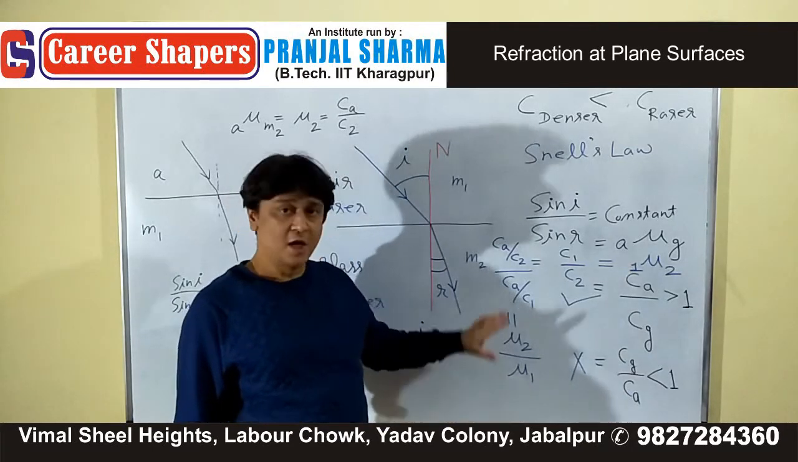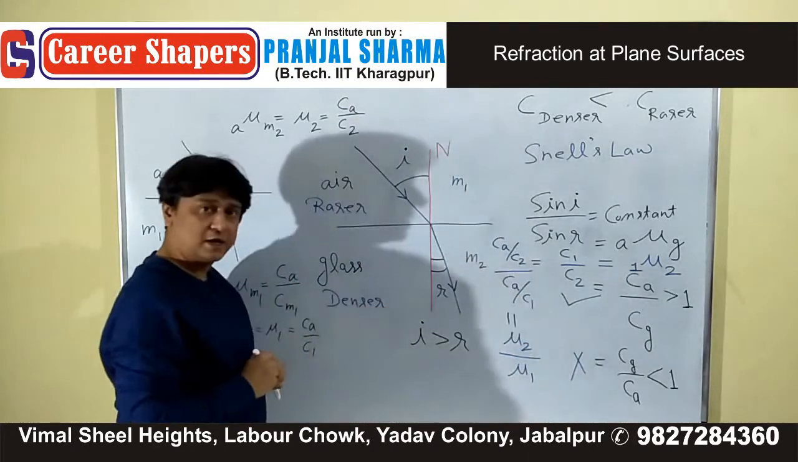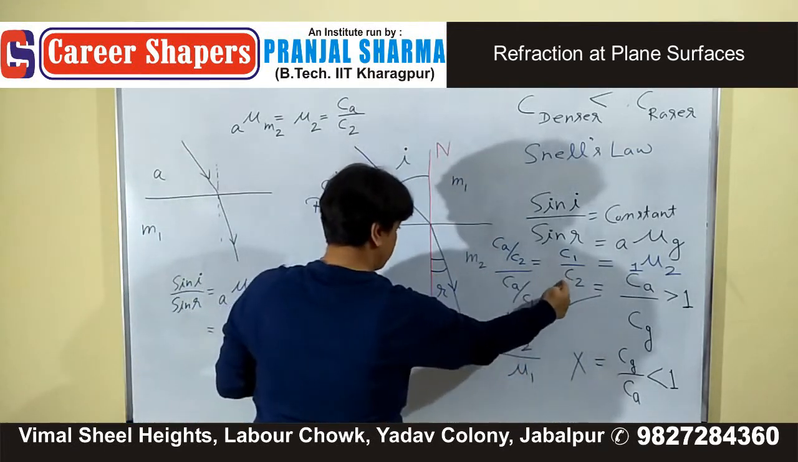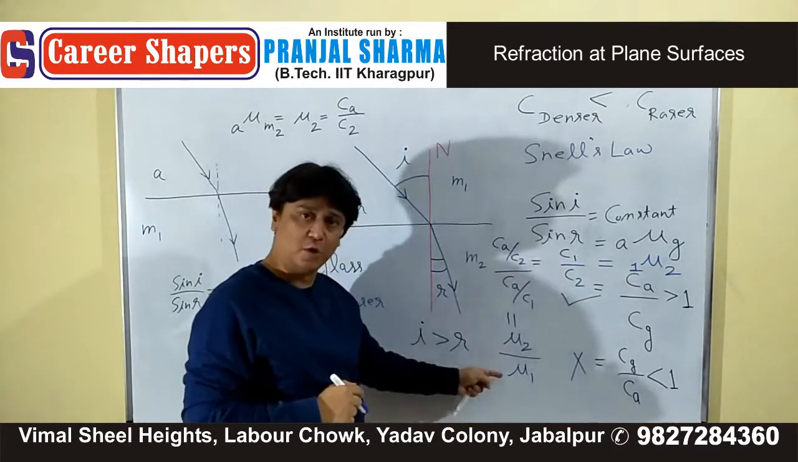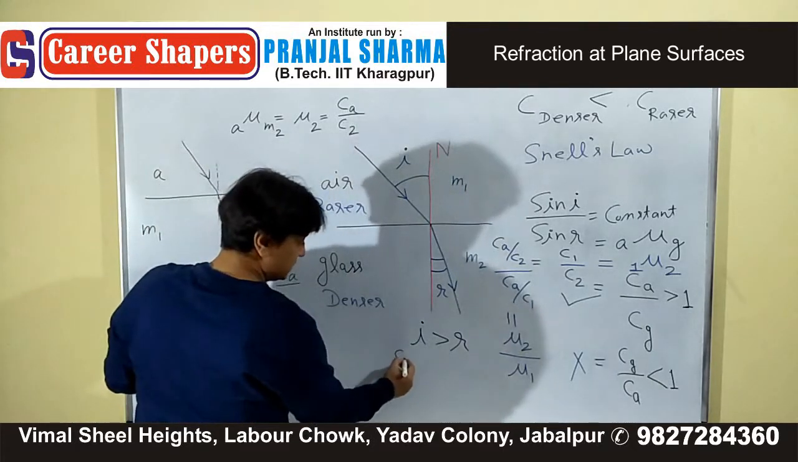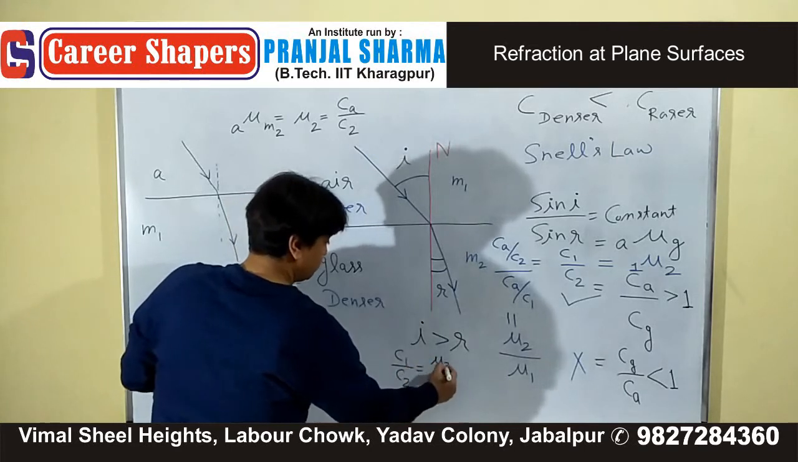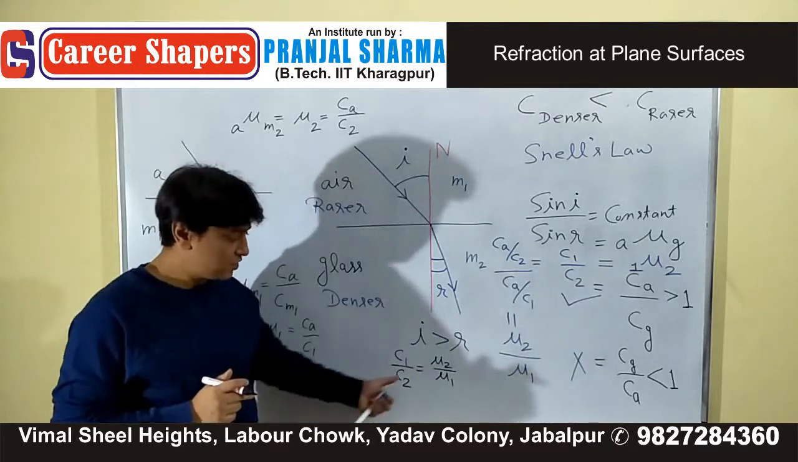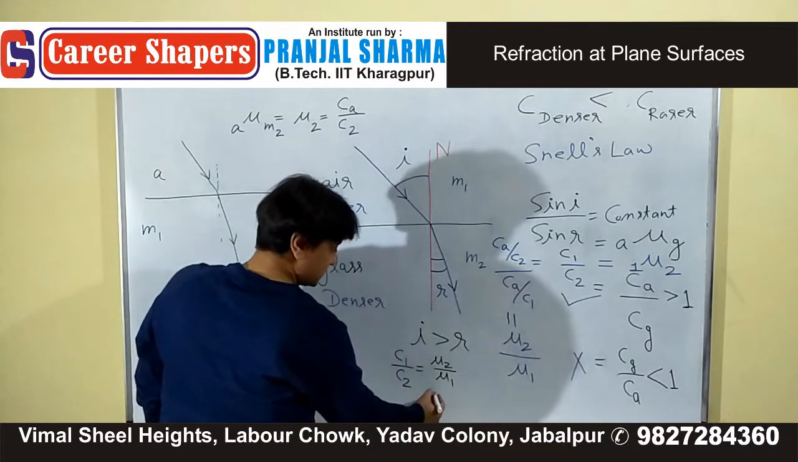Now if you look at this part, how can you remember this whole thing in a very easy manner? Look at this combination C1 upon C2, which is ultimately equal to what? Mu 2 upon mu 1. That is giving you this relation. C1 upon C2 is what? Mu 2 divided by mu 1. And instead of remembering it this way, if you look at this relation, it is like this.